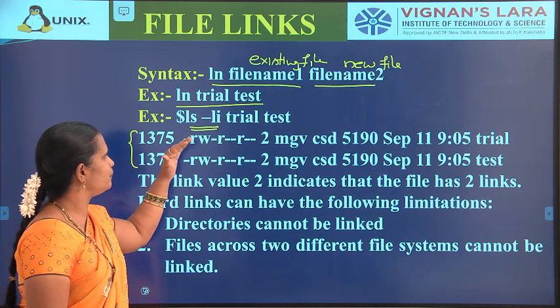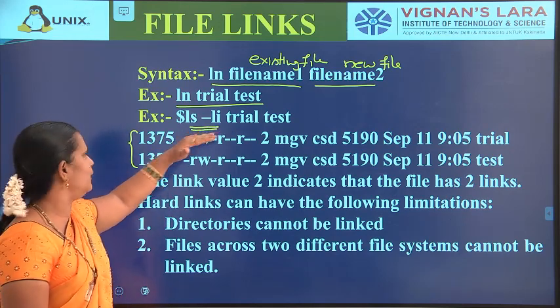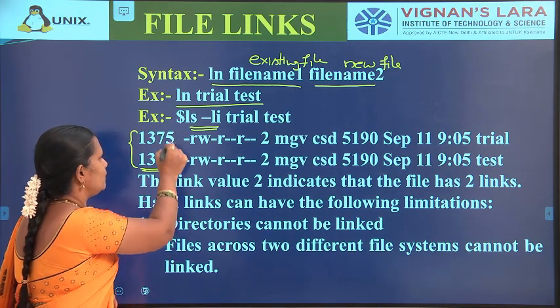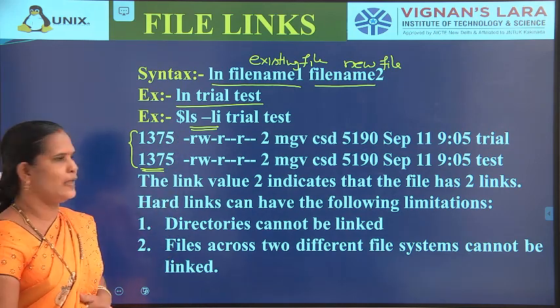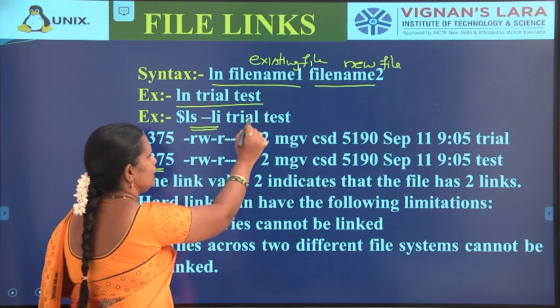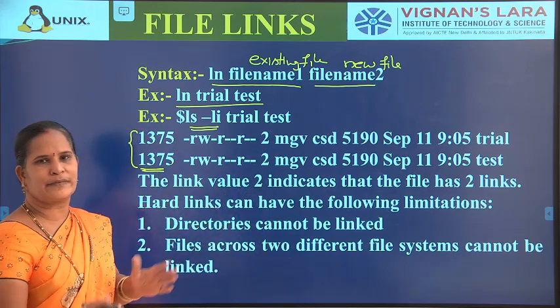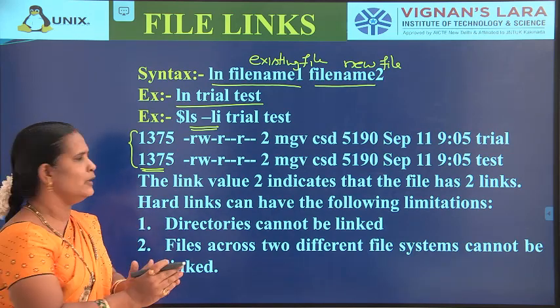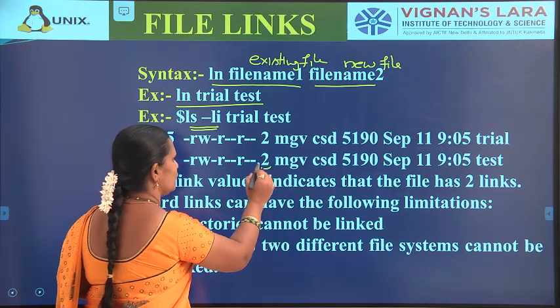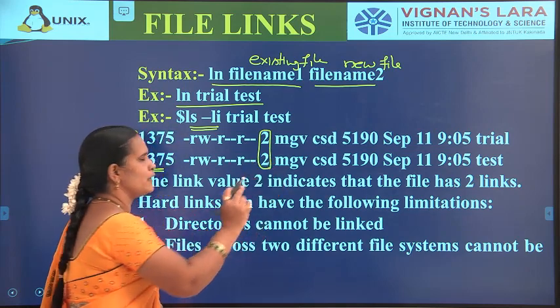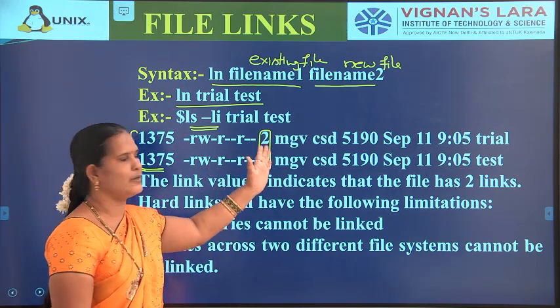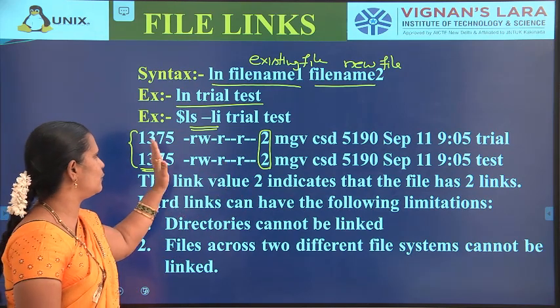After executing this command, we have to observe the inode numbers of two files. The inode numbers of these two files will be the same. Similarly, here trial is linked to test, which means a link is established between these two files. So it is going to display the link information as 2, meaning two files are linked. These 2 points you have to check.